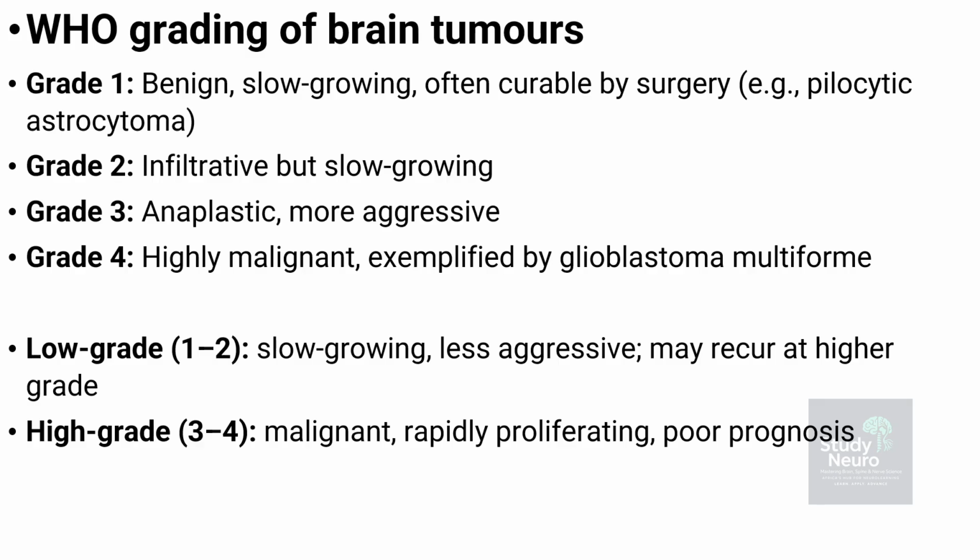Grade 1 tumors, such as pilocytic astrocytoma, are usually benign and curable with surgery. Grade 2 tumors are infiltrative but slow-growing. Grade 3 tumors are anaplastic and more aggressive. Grade 4, represented by glioblastoma multiforme, is the most malignant and rapidly progressive.